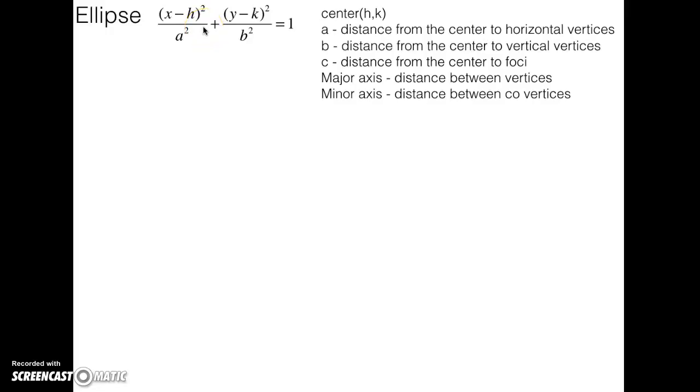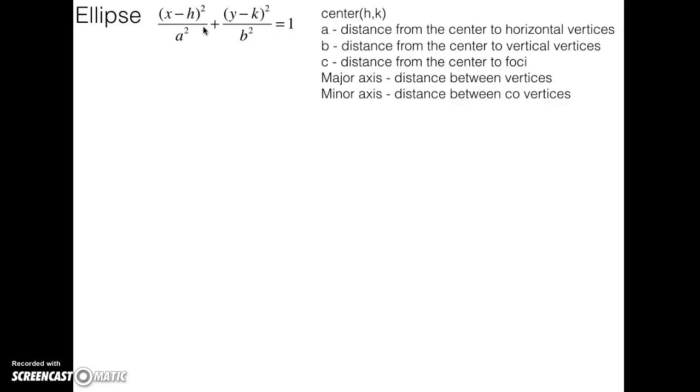Minus h squared over a squared plus y minus k squared over b squared equals 1. The equation for an ellipse always needs to be equal to 1. The center is at h, k. A is the distance from the center to the horizontal vertices. B is the distance from the center to the vertical vertices.